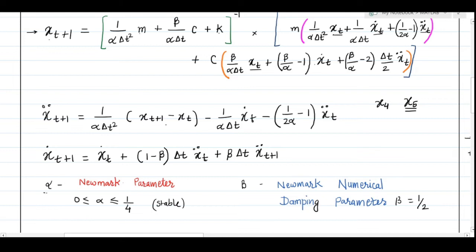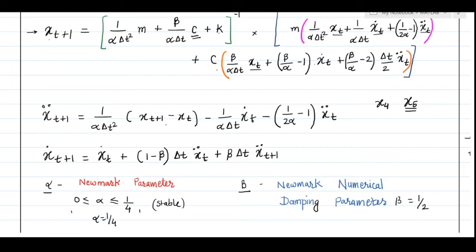And what is the name of this alpha and beta constant? Alpha is known as the Newmark parameter, and the value of alpha varies between 0 and 1 by 4, and it is related to the stability as well as the accuracy of your numerical approximation. So for the given case, I am just taking alpha equal to 1 by 4. If you are more interested, you can read any textbook or on the internet about how to select your alpha value. But as I am telling you, it is related to the stability as well as the correctness.